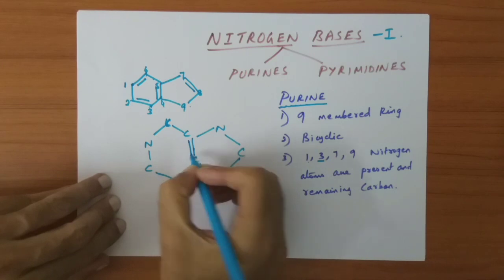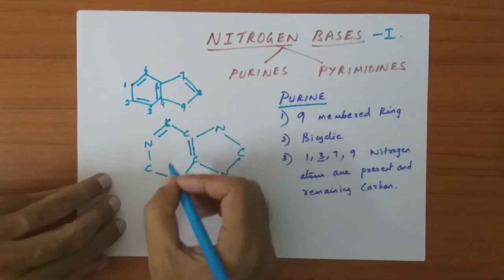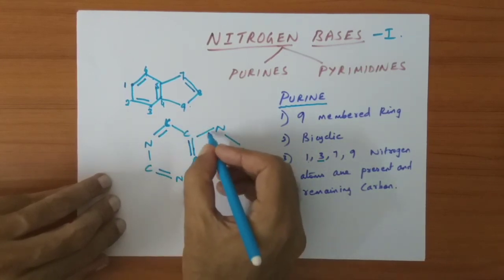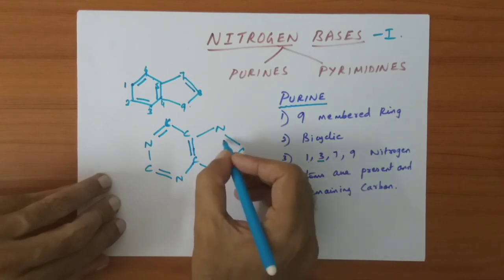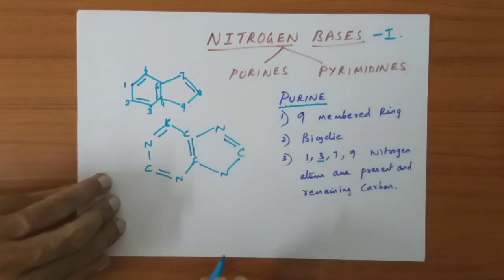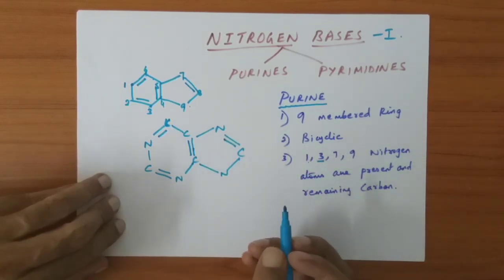Now let me make these double bonds here. I have a double bond here, a double bond here, and a double bond here. Here I can't have a double bond, here also I can't have a double bond. I can make it here or here. Fine. Now the last step is valency.